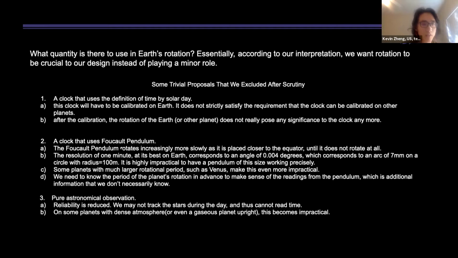The second kind of clock uses the principle of the Foucault pendulum. But this kind of clock cannot work on the equator and will run increasingly slowly as it is placed closer to the equator. Also, we cannot achieve a very high resolution with it. The third one uses pure astronomical observation. But for this kind of clock, we still need to know the period of the planet beforehand. That's some additional information, and we want to measure the time with as little information as possible.